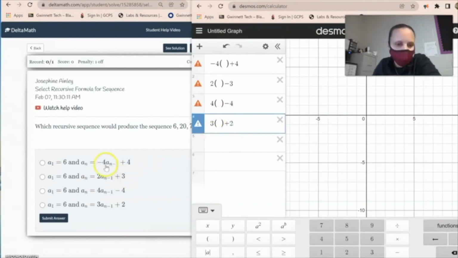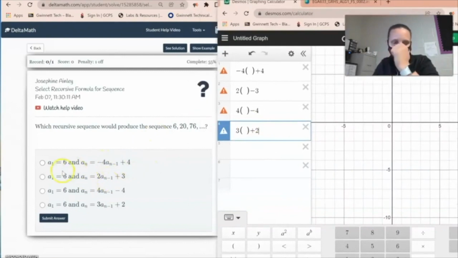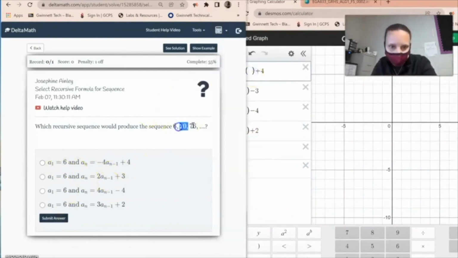All right, so same thing as before. If I'm looking for the second term, when A is 2, 2 minus 1 will give me 1. So this is negative 4 times the first term plus 4. Okay, that's how that reads. So when I put in the first one, which is 6, so I'm going to put the first one, 6. Do I get 20? That's the question.